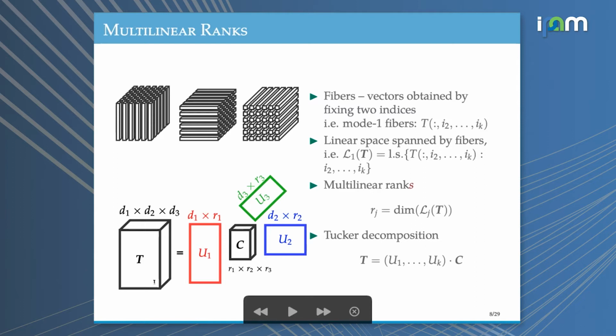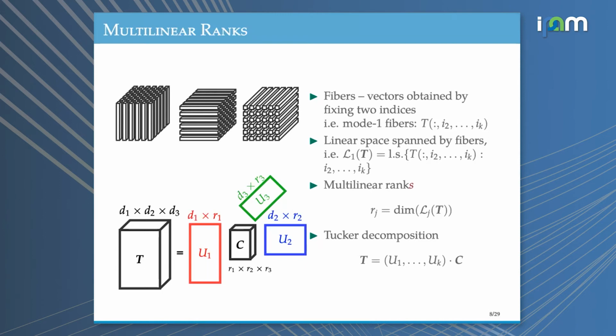Basically, suppose you have a third order tensor with multilinear ranks R1, R2, R3. What this allows you to do is decompose this tensor into three changeable bases, U1, U2, U3, which you can think of as orthonormal matrices, and then a core tensor, which is only of dimension R1 by R2 by R3.